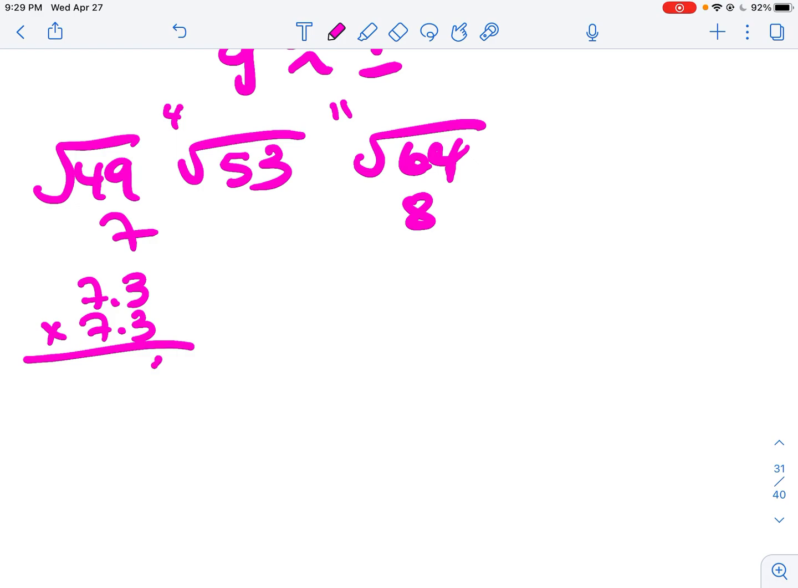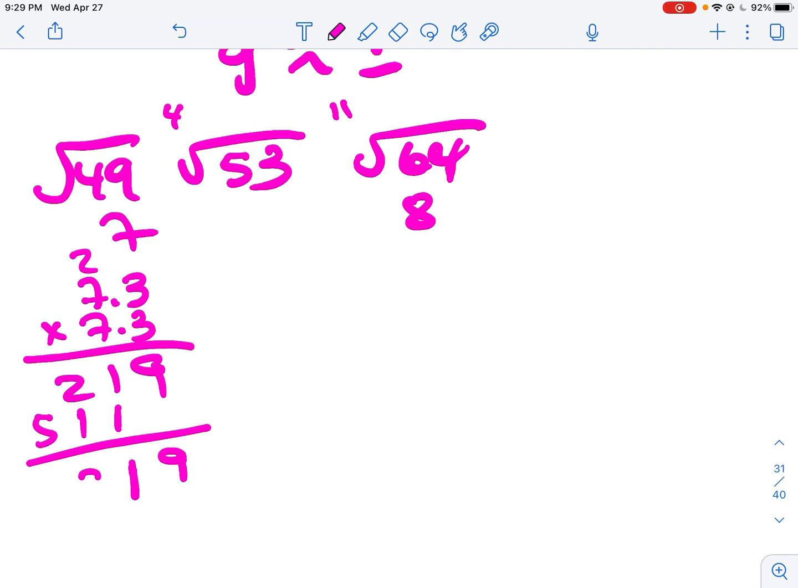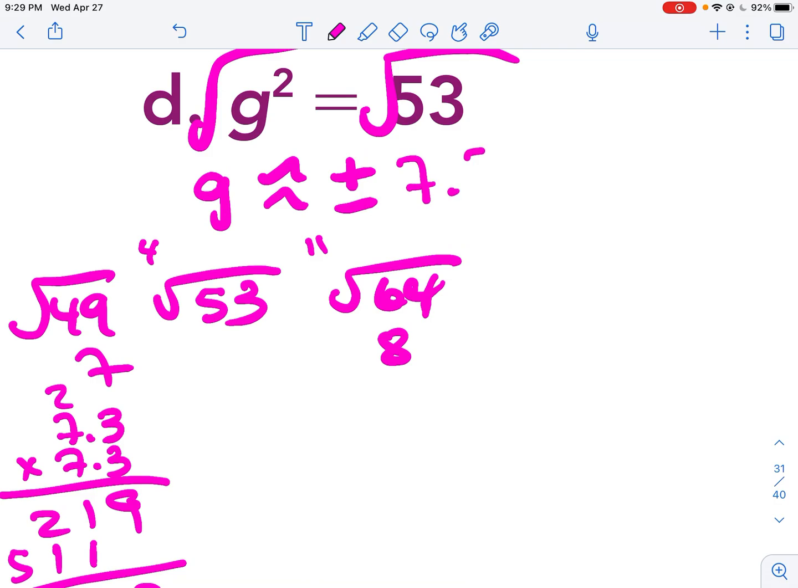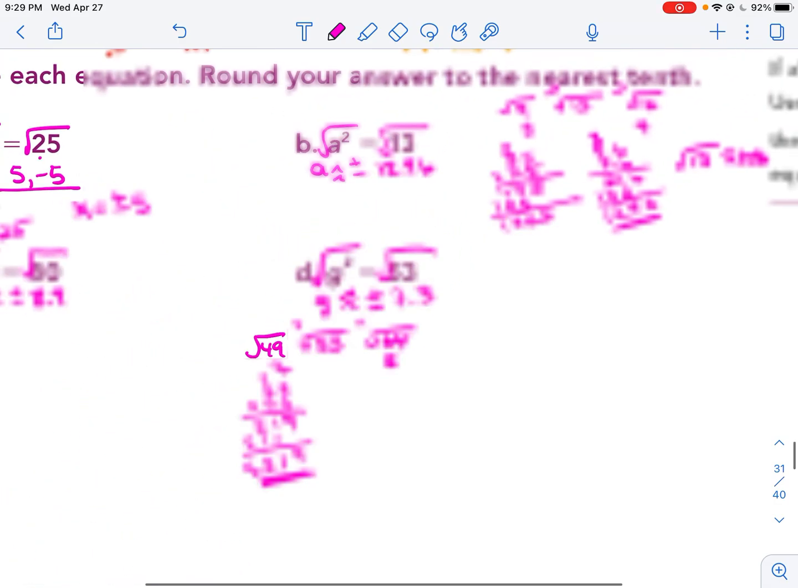And I just picked these numbers randomly. I don't actually know what the answer is. 9, that's going to be 21. That's 21. That's 49, so 51. This is 9. This is 1. That's 3. That's 53.19. Oh, that is super, duper close. So we're going to go with it's approximately 7.3.